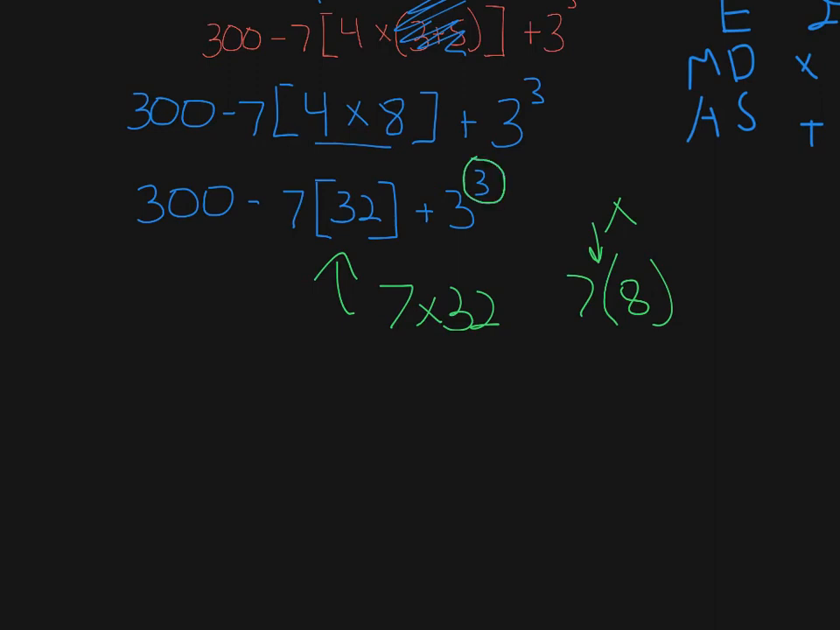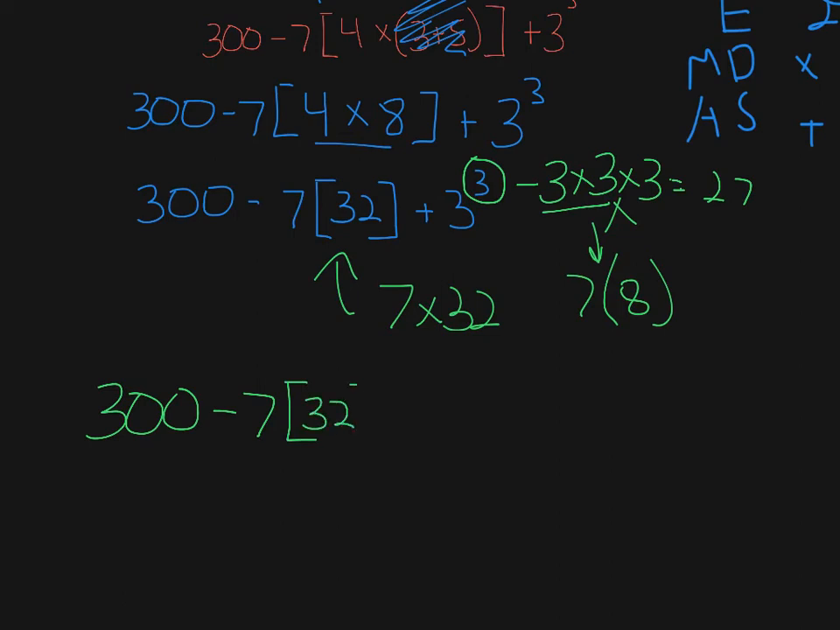So now this is 3 times 3 times 3. There's 3 copies of 3. I know that 3 times 3 is 9, and then another times 3 is going to be 27. So it should look like this now. It's 300 minus 7 brackets 32 brackets plus 27. Now we can multiply 32 times 7, and if we do that, that's going to give us 14, carry the 1. 7 times 3 is 21, add 1 is 22, so it's 224. Now let's go rewrite everything.